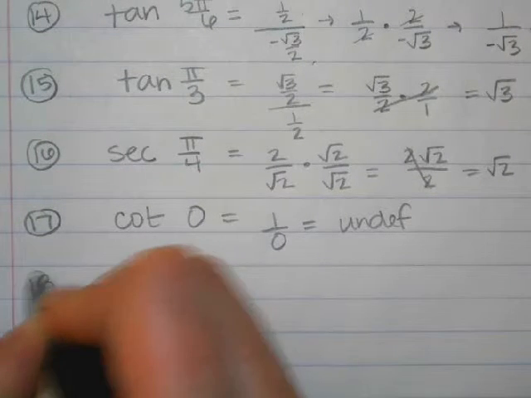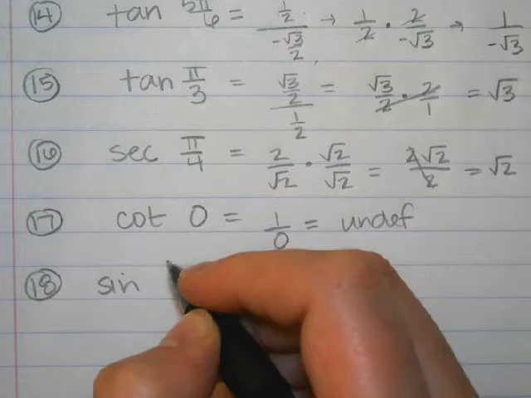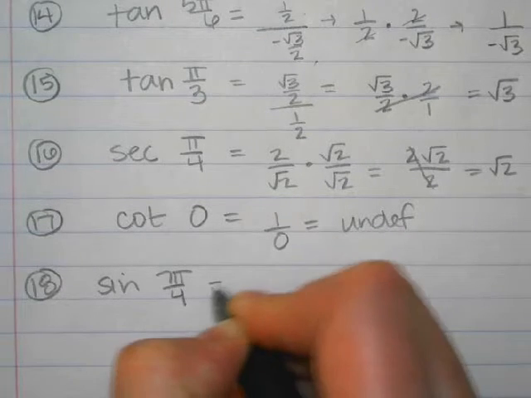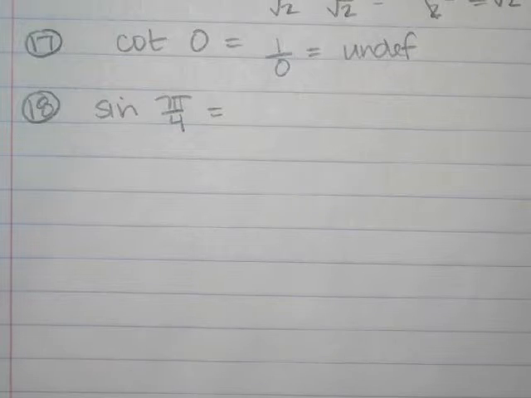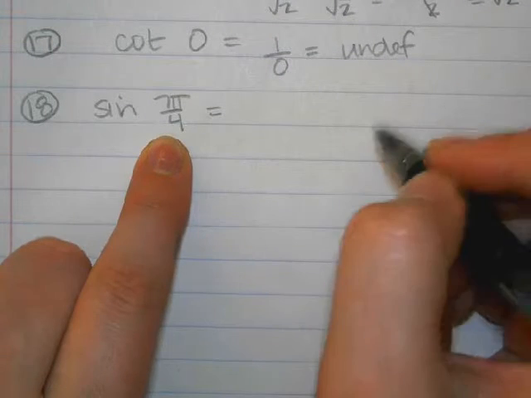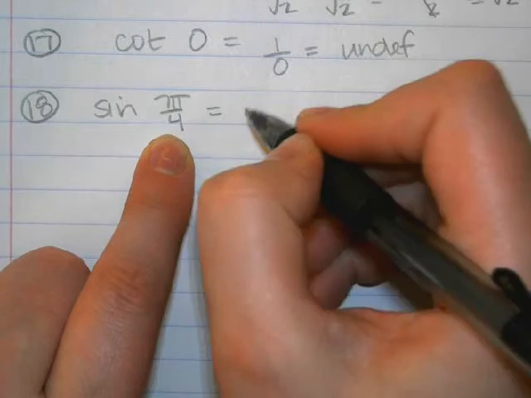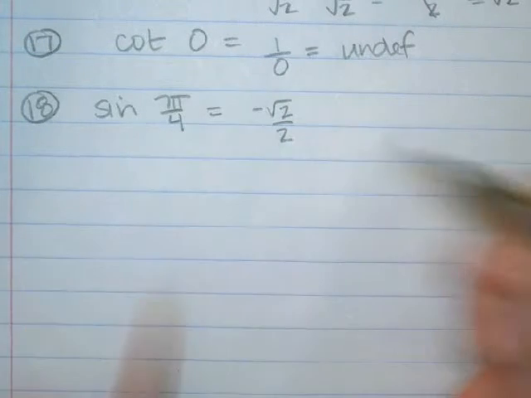All right, 18. Sine of 7 pi fourths. I can't see yours, Brandon. No, you just didn't turn it towards me. Yeah, perfect. So at 7 pi fourths, we're looking at the y coordinate, which is negative root 2 over 2.